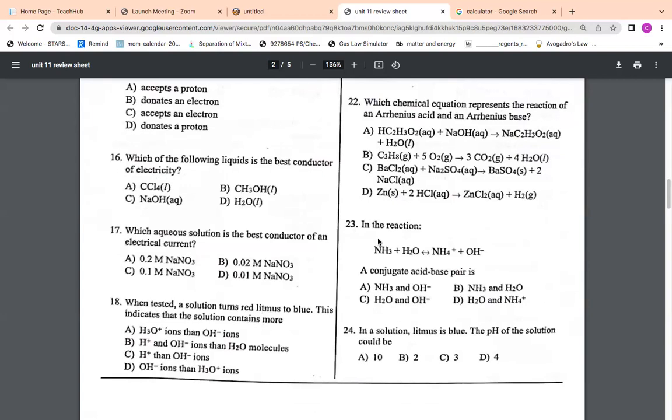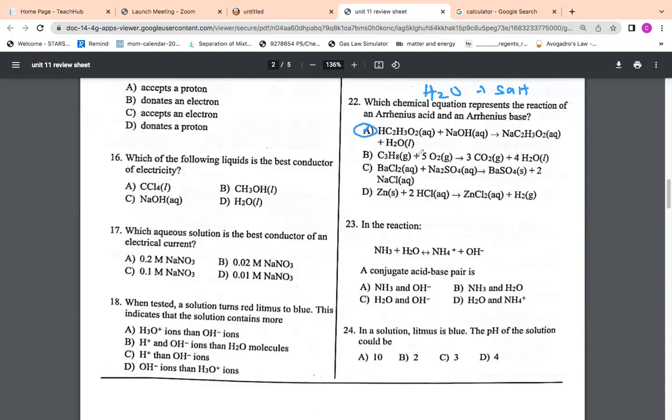Number 22, which chemical equation represents the reaction of an Arrhenius acid and an Arrhenius base? So this is describing a neutralization reaction. Neutralization reaction always gives rise to two products, water and some sort of salt, some ionic compound that is not an acid or a base. So we need to look for the ones that have water and salt as our products. If we are looking at A, I do see water, and this is sodium acetate. This is an ionic compound. So we are going to want to go with choice A.